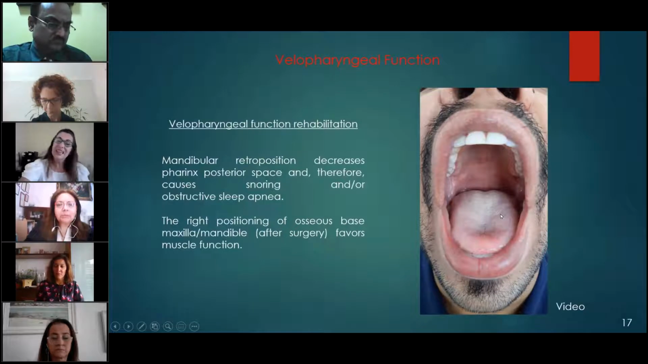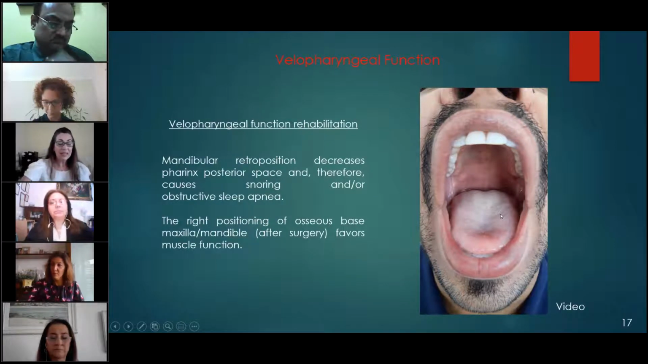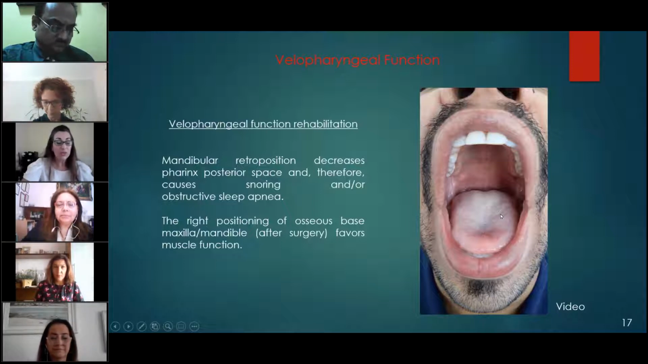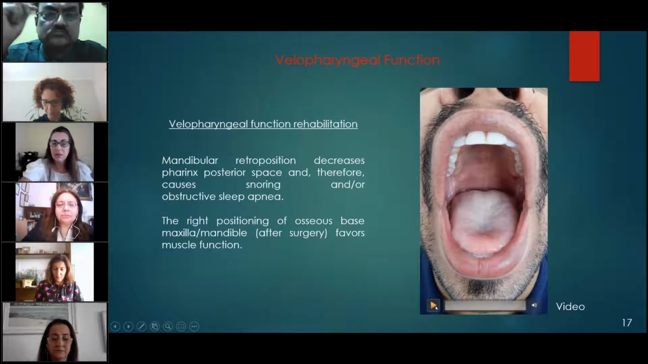One of the indications for orthognathic surgery is snoring and apnea. Thus, the decrease in respiratory space due to the posterior position of the mandible makes breathing difficult. This is a video that I made.